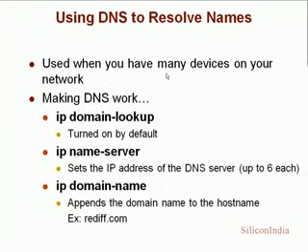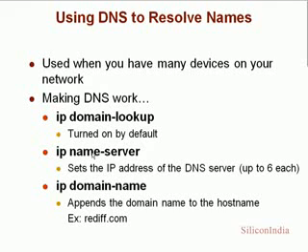DNS is used to resolve the names. When you have many devices on your network, DNS will help you to resolve the names. To make DNS work, you have to issue these three commands. One is ip domain-lookup. This command is enabled by default, so if it is turned off, you have to enable it using ip domain-lookup.